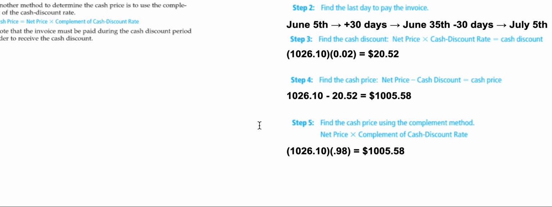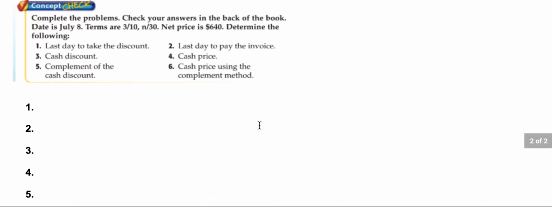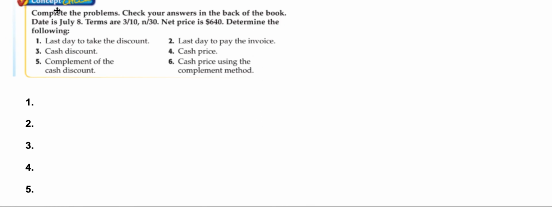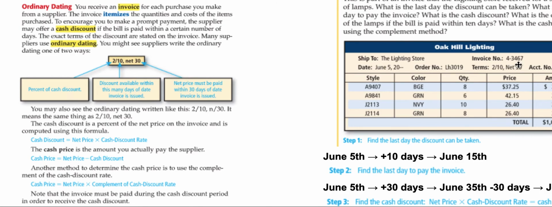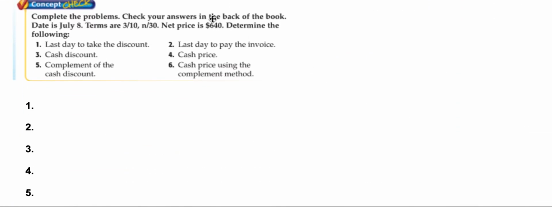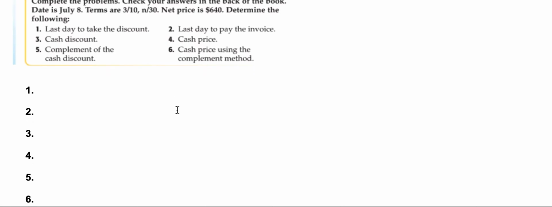All right, moving on to the next example. We have our terms up here. The invoice date is July 8th. The terms are 3/10, so that means we're going to be saving 3% if we pay it off within 10 days. The N30, the N is the same exact notation as up here. Instead of net 30, it's just N30, means exactly the same thing. And the price is $640. We want to determine all of these.